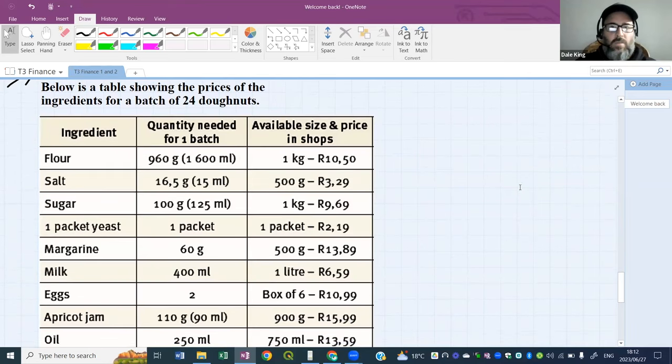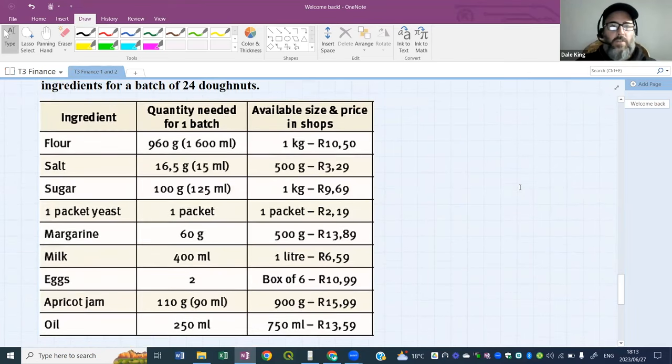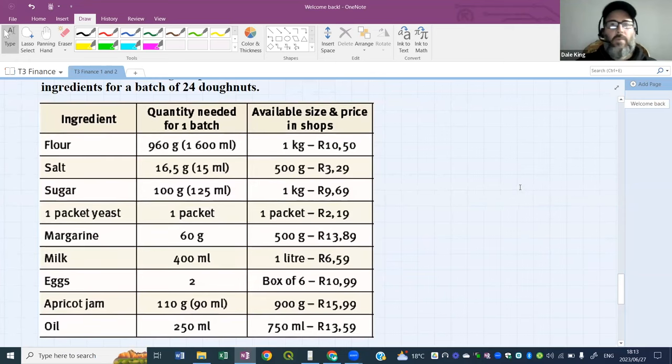Now this is an actual example of how you're going to do this. You guys are going to help me with this. So what we need to work out for all these ingredients here on the left, we've got flour, sugar, salt, yeast, margarine, milk, eggs, all kinds of things. Don't ask me why. Oh yeah, you put that in the middle of the donut. All kinds of ingredients. We're going to work out how much we have to pay for each of these ingredients to go into a batch of 24 donuts.